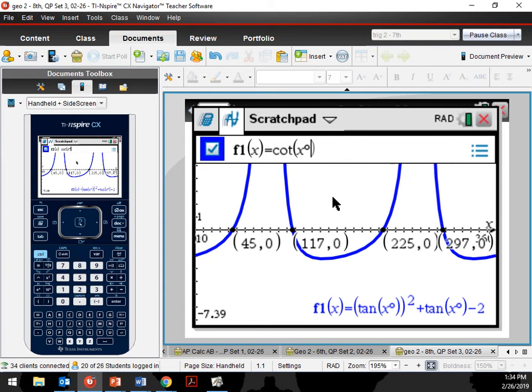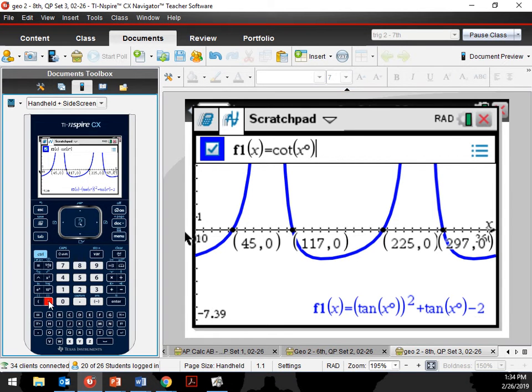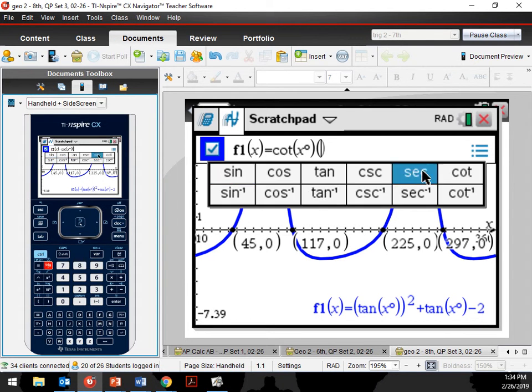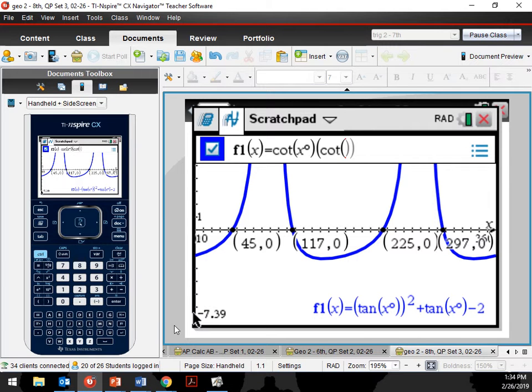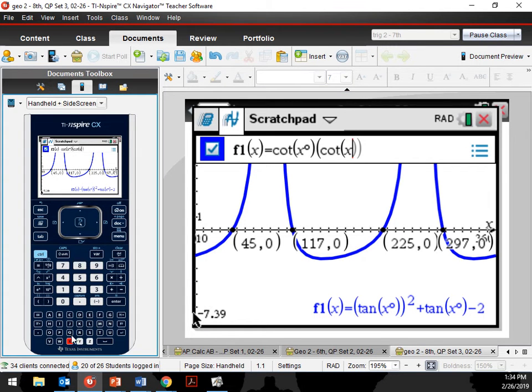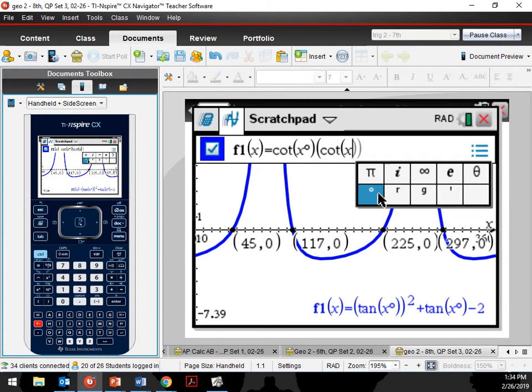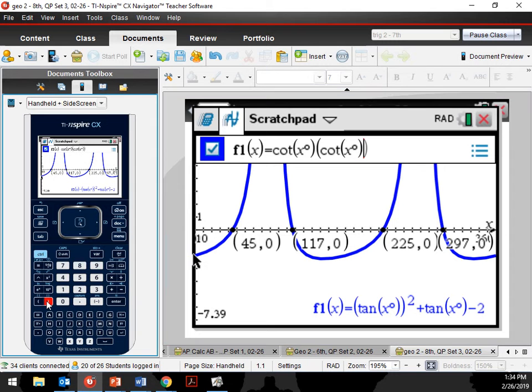So I don't know if you guys are noticing this. Cotangent, when I hit cotangent, it opened up a parentheses. Parentheses, cotangent again. Look, it opened up some more parentheses. And that was plus 3? Yes. Minus 1 actually.